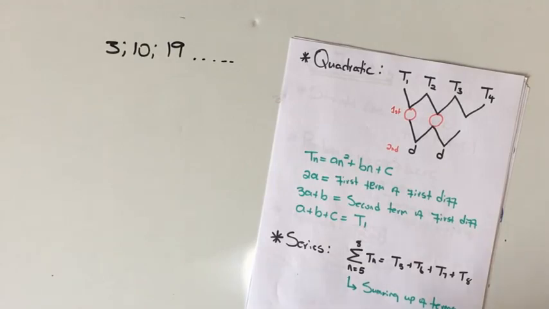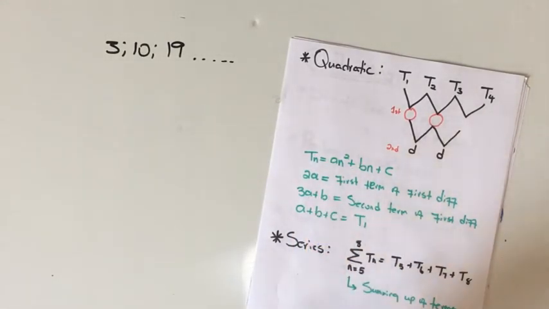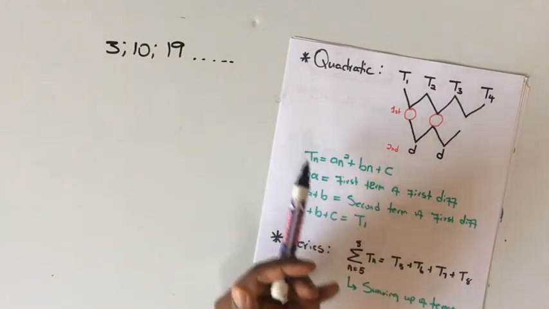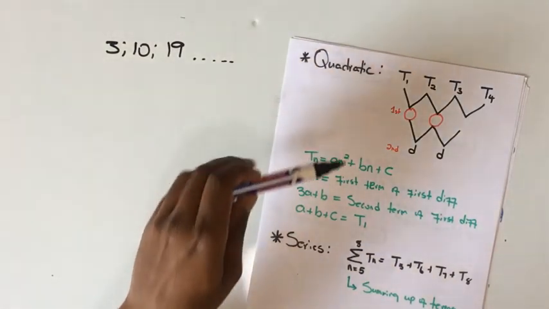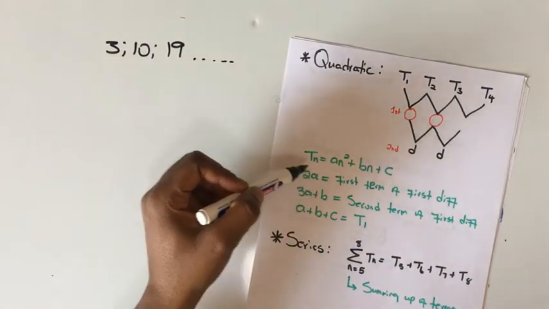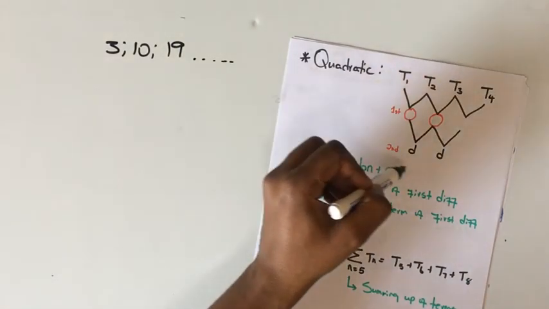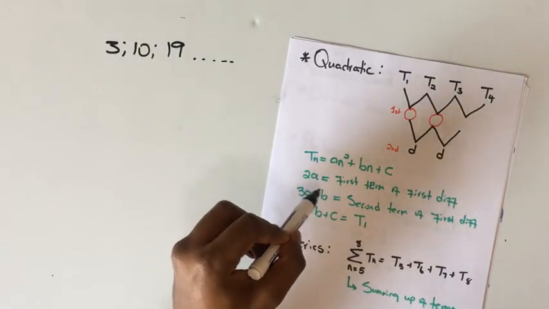It is characterized by this equation, an squared plus bn plus c. As you can see, this looks like a quadratic equation, a parabola. So that's where it comes from. It behaves as a sequence, so that's why we have a quadratic sequence. Now we can find a. If we want to find that equation, we can find a. Basically, your a is found this way.